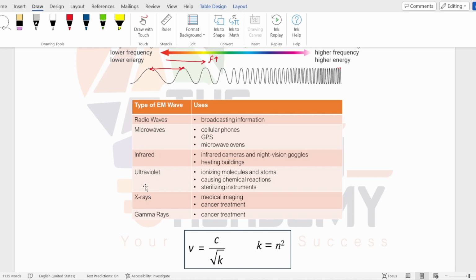فبالتالي اول شيء مشترك ما بين الالترا فايوليت والاكس راي والجاما راي they are harmful. طب نيجي على الالترا فايوليت. They are used in ionizing molecules and atoms, causing chemical reactions, sterilizing instruments. X-rays are used in medical imaging and cancer treatment. Finally, gamma rays, they are also used in cancer treatment. لكن لازم يكون في عندنا تقييد شديد في موضوع استخدام الجاما ريز والاكس ريز because they are very dangerous.